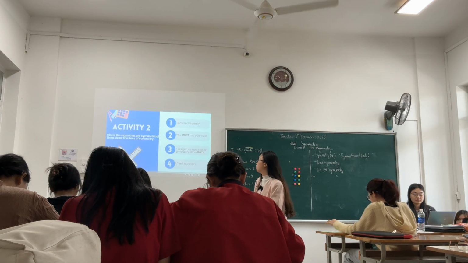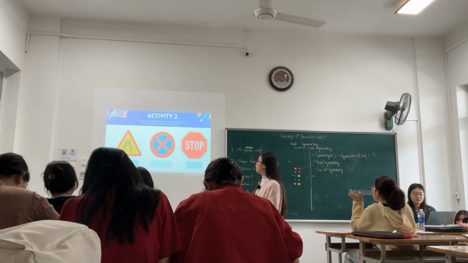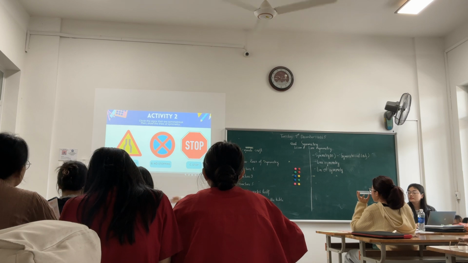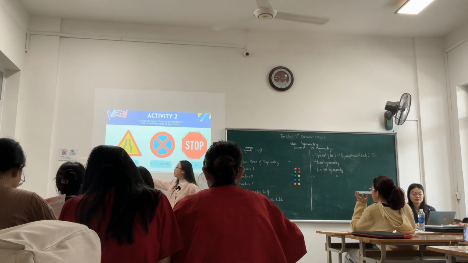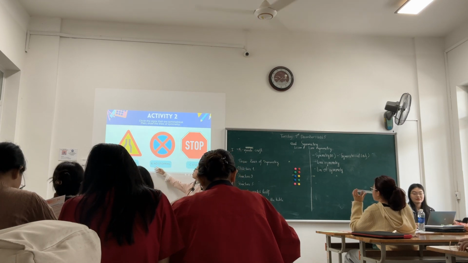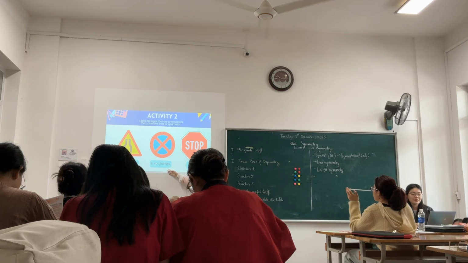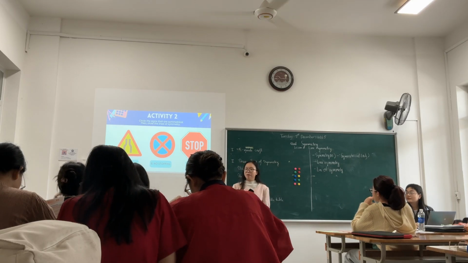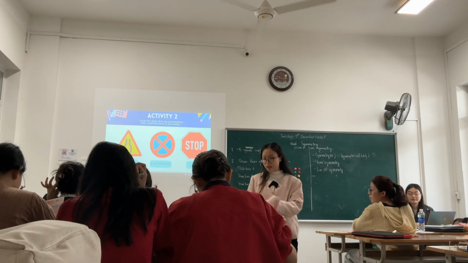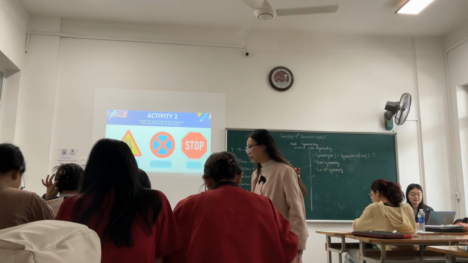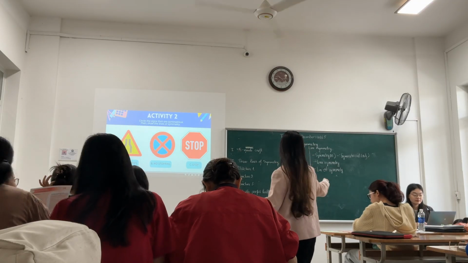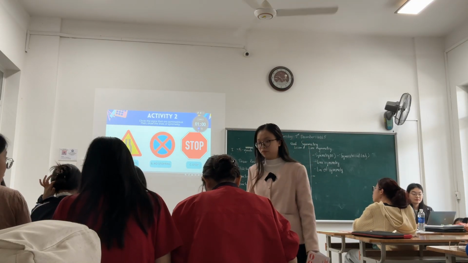Okay. So now, please take a look at the 3 road signs. What is this one, class? Road arrows. Yeah, road arrows. This one? No stopping. No stopping. And this one? Stop. Alright, so now, please open the textbook and do exercise number 1. We have 1 minute and a half.